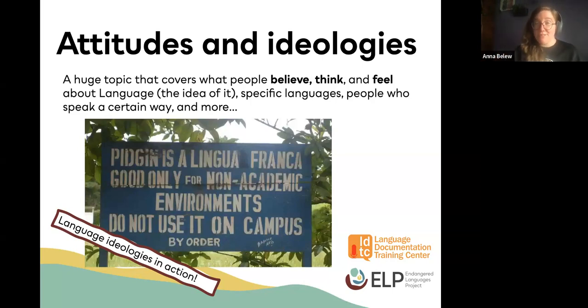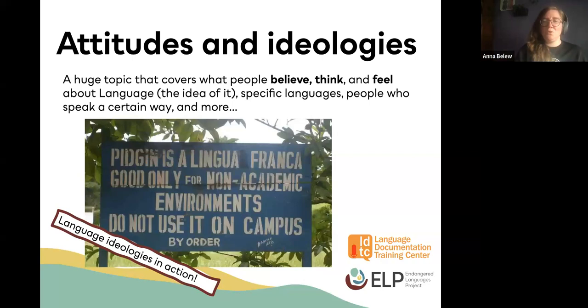But the university is very strict that you are not supposed to use Pidgin in a university setting. And there are signs like this all over the campus. One of them is like, be my friend, speak English, and Pidgin is a degenerate language. It will ruin your English, and things like that. So sometimes you'll see signs like this in a lot of places, whether it's, here we only speak French, or please speak standard Arabic here, or whatever. You'll see these very overt language ideologies in play.